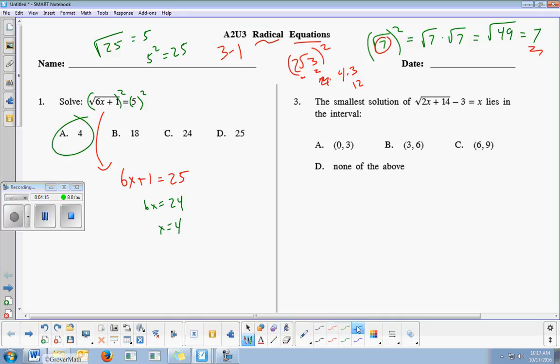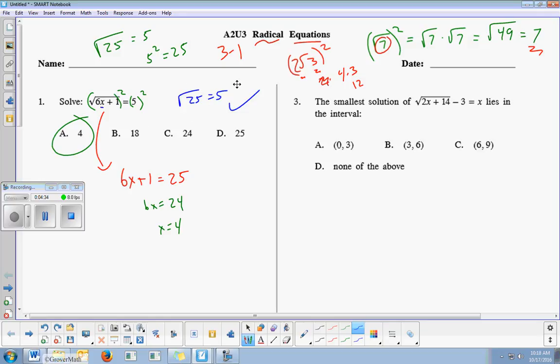You do need to check these answers a little bit, and if I were to plug in a 4 here, 6 times 4 is 24, plus 1 is 25, and the square root of 25 equals 5. That does check out. We are going to see cases where answers do reject occasionally, especially when we have 2 choices, called an extraneous solution.